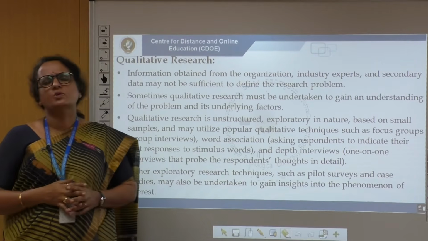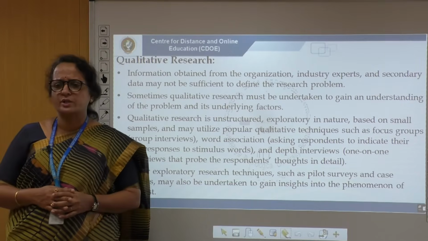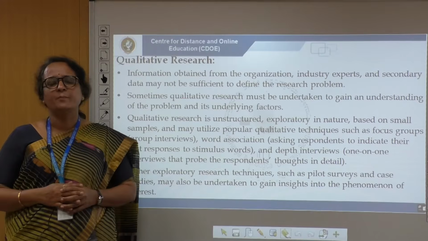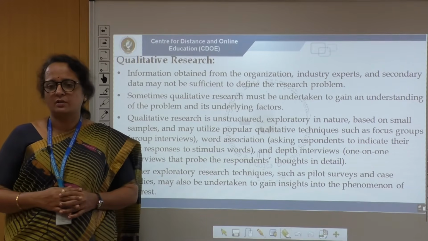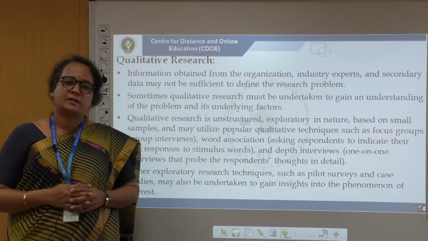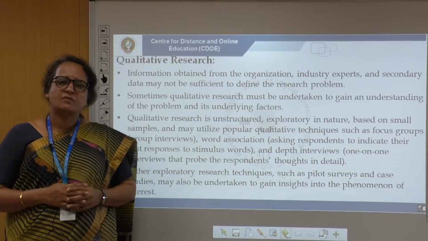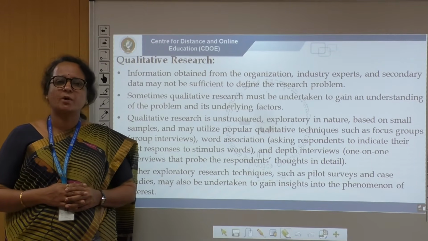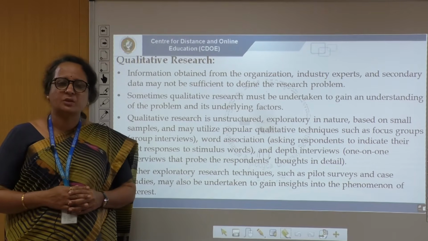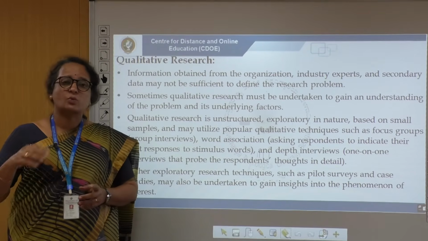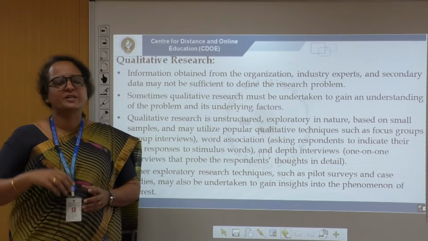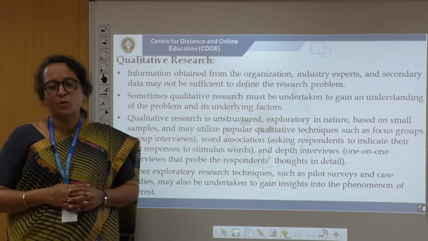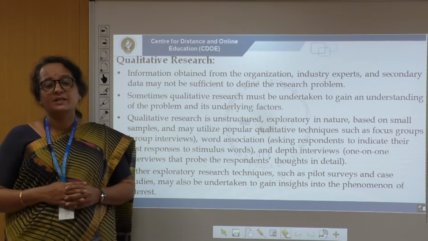There are many such projective techniques which are used. One is the word association test, another is the sentence completion test, etc. Those we will discuss in the primary data collection chapter. Depth interviews will also be conducted. A depth interview is an interview which lasts more than 30 minutes. Depending upon the responding capability of the participants, deeper or probing questions will be asked and more detailed information will be extracted. These are one-to-one interviews that probe the respondents' thoughts in detail.